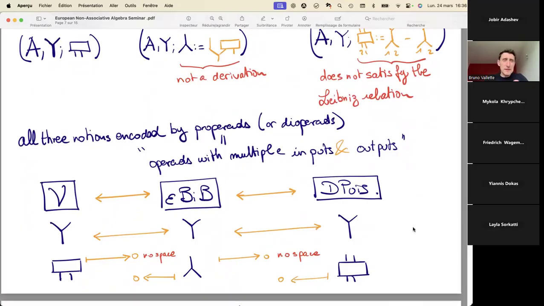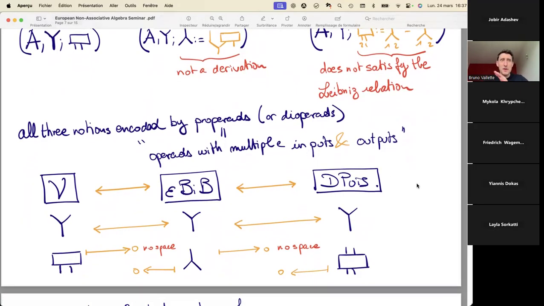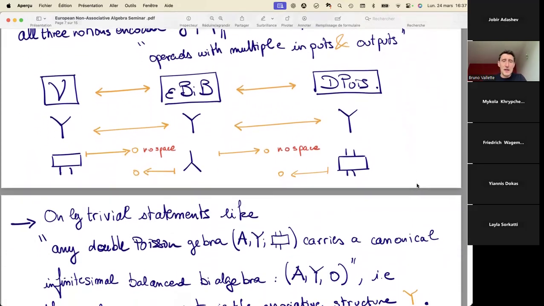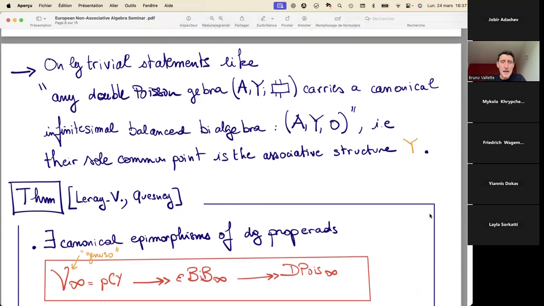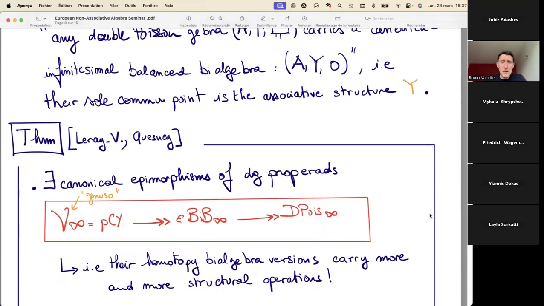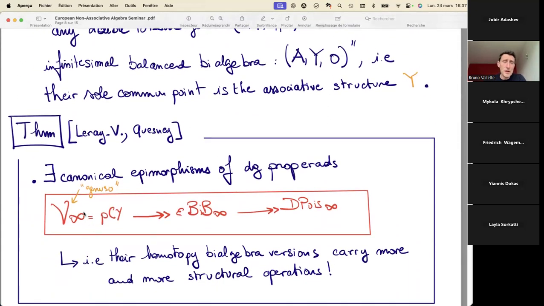But this level of operations will allow us to work in a more relaxed context. Okay, so the statement is this. The only trivial statement, like I said, is that any double Poisson algebra carries a canonical infinitesimal balanced bialgebra where you put zero. But if you allow yourself to work with homotopy versions, I'm going to develop that later on.